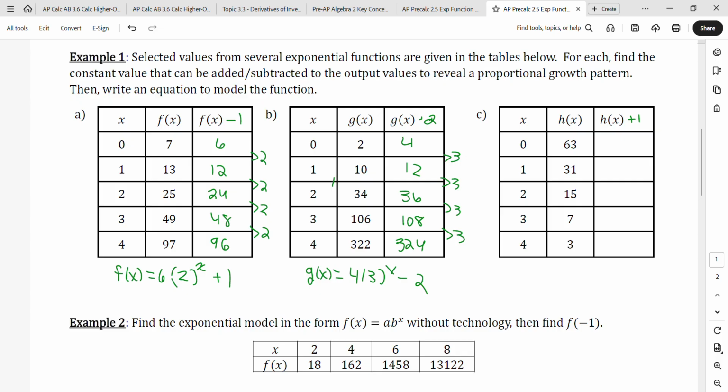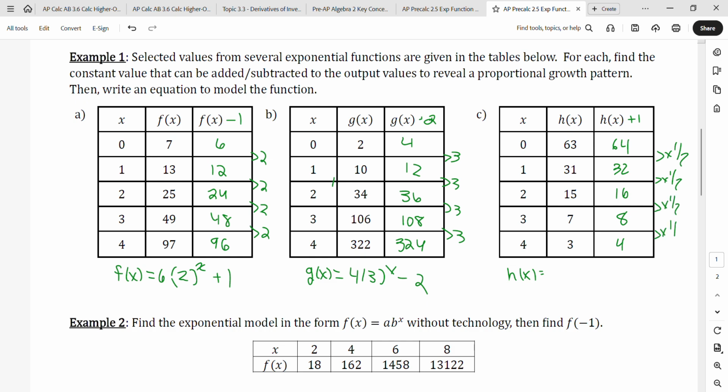Doing that is the hardest piece of these problems. The rest of it's kind of similar to what we've already done. So the values are 4, 8, 16, 32, and 64. So that is cutting in half. Times 1/2, times 1/2, times 1/2.